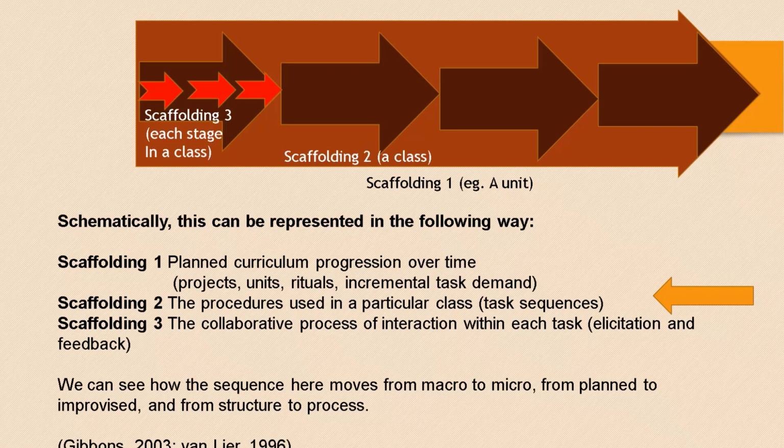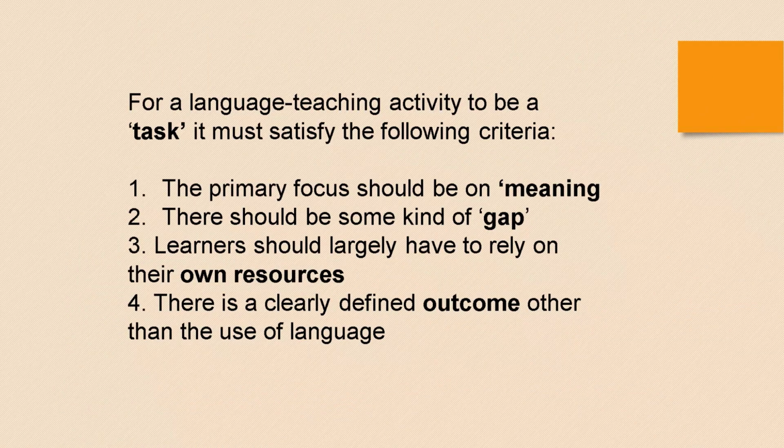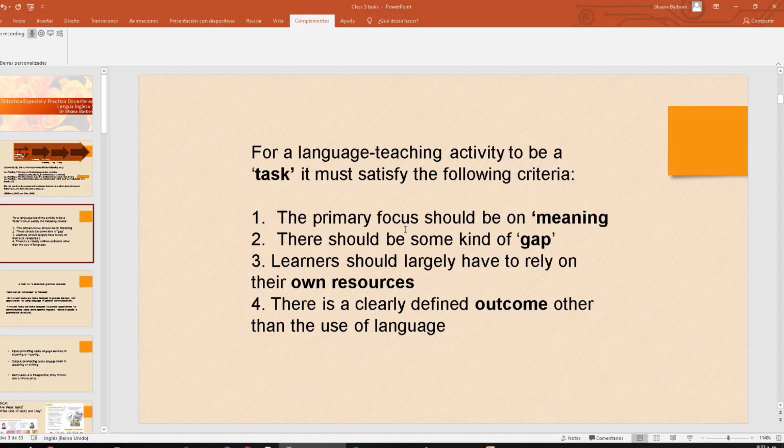Today, we are going to focus on scaffolding 2, that is, on the task sequences that we use to develop activities in class. To do so, let us start defining what a task is. First of all, let me say that a task is the minimal unit of a class. A task should be primarily focused on meaning. That is, when we talk about a task, we are referring to a language activity that satisfies these 4 criteria.